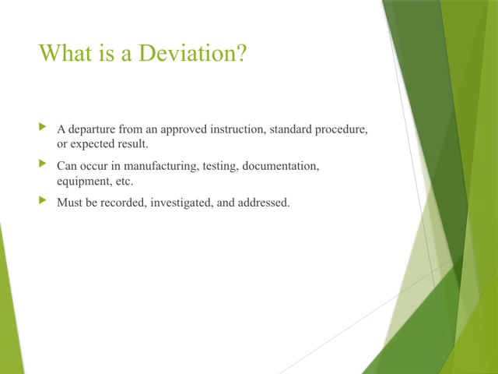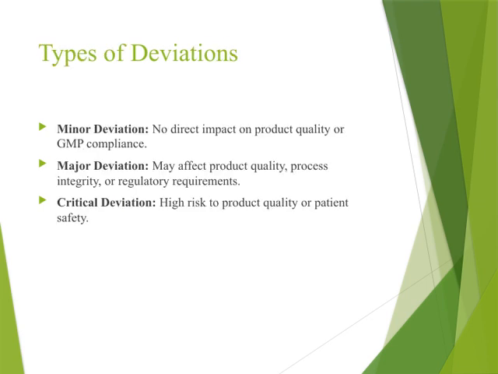Recognizing and managing deviations is crucial because they can impact the overall integrity of our processes and products. So, understanding what a deviation is and how to handle it is a fundamental part of maintaining high standards in our work. Now, let's talk about the different types of deviations we might encounter.